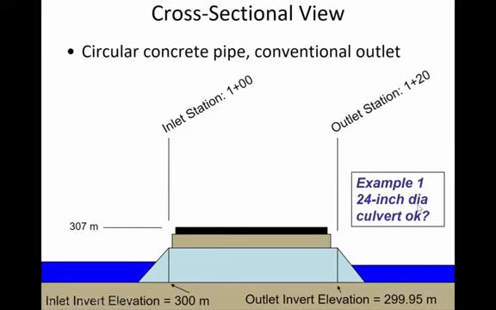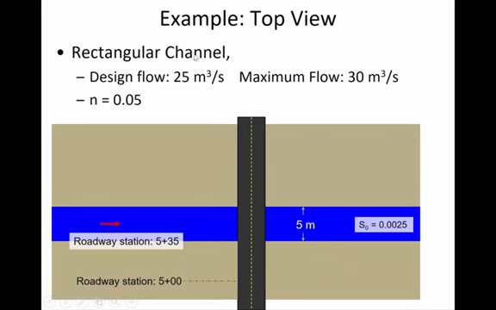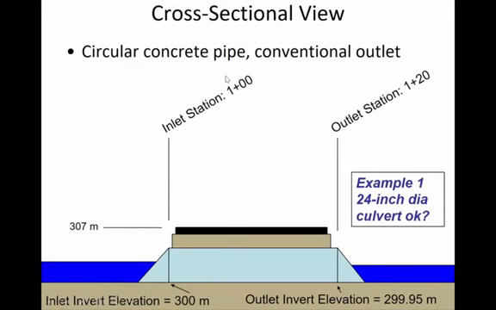Can we get enough water through that culvert if it's 24 inches in diameter so that there's no overtopping? In other words, we want to get this design flow of 25 cubic meters per second through the culvert, and we want to know if 24-inch diameter is going to be all right. So that's the analysis we're going to do.